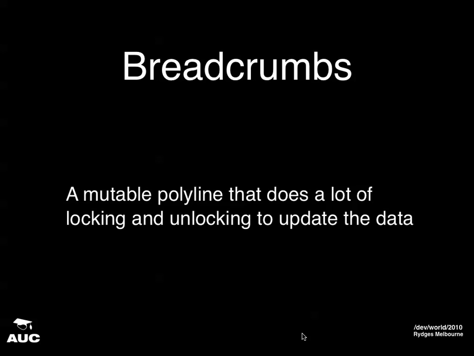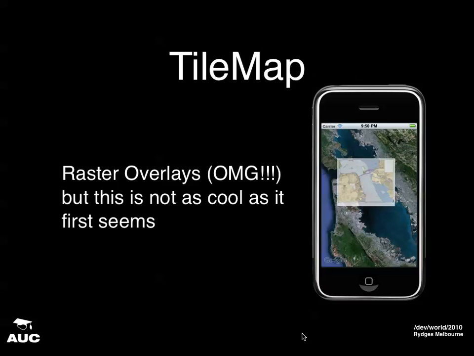It does do a whole bunch of thread locking and unlocking to get around the fact that it has to be thread safe so you can actually update the data. It's also got custom drawing code, so it doesn't waste time redrawing the whole line every time it moves. But if you do want to use a breadcrumb sort of thing in your program, grab that, look at it, use it, modify it as needed.